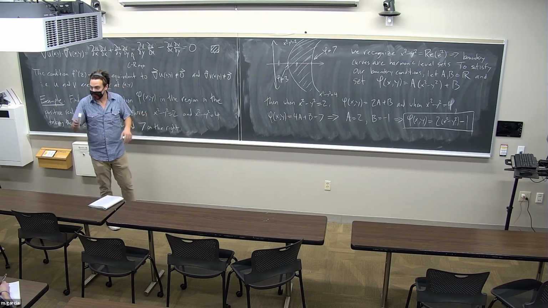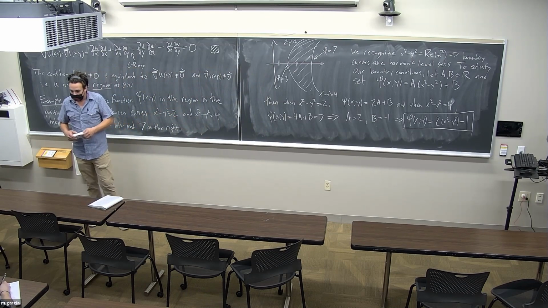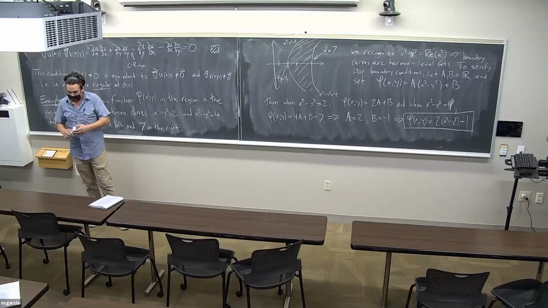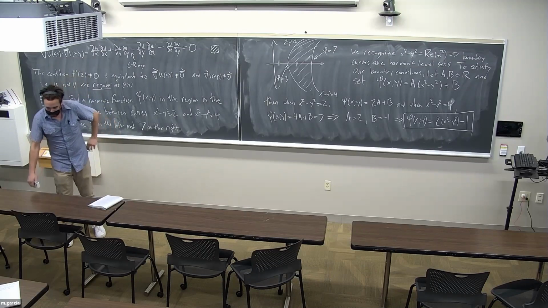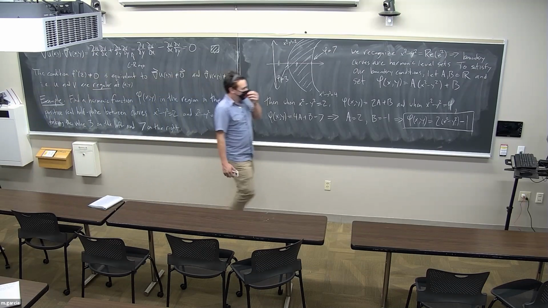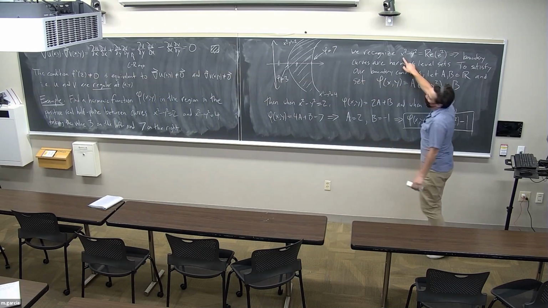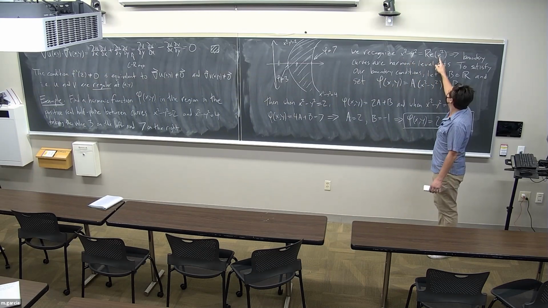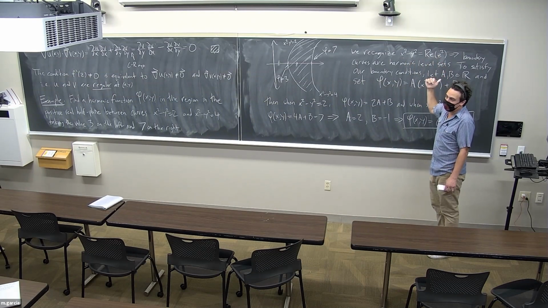So the way we constructed the solution, there was nothing to guarantee that it would be harmonic. It was just like a guess. We know that this is harmonic just because our complex function is analytic. That's the real part of it.